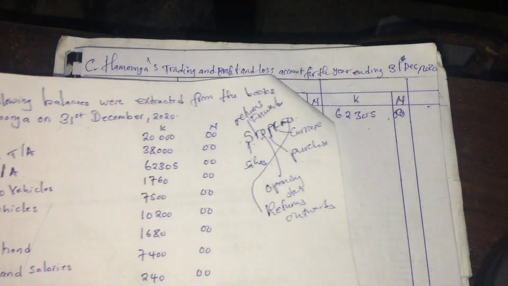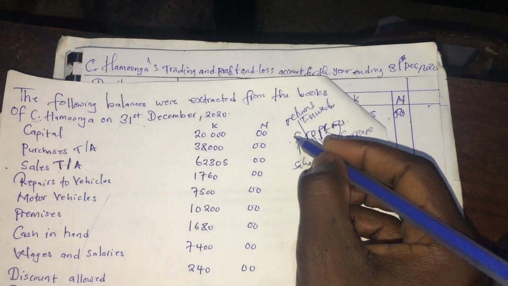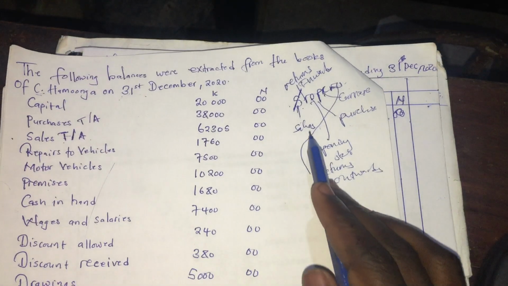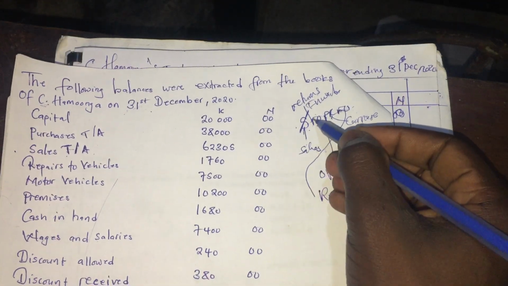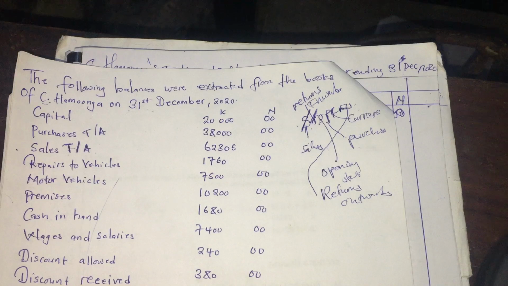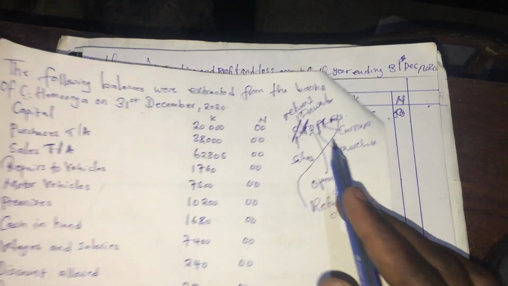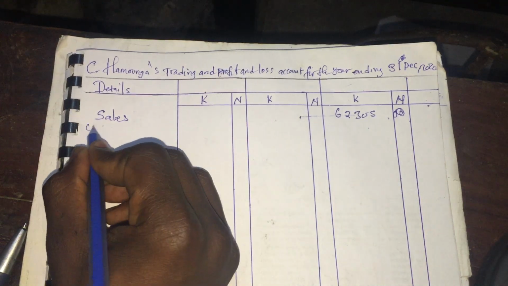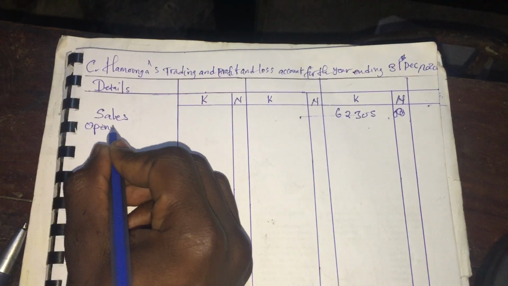I've seen. Then after doing this, we move. Sales, you can even cancel it. Sales, we have indicated it. Then now we move to R. R we don't have. We can simply cancel it as well, since we don't have. Then O, it's what? Opening stock. So you have to write here opening stock.